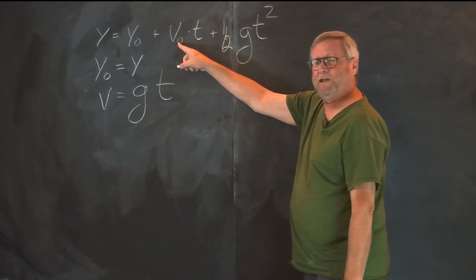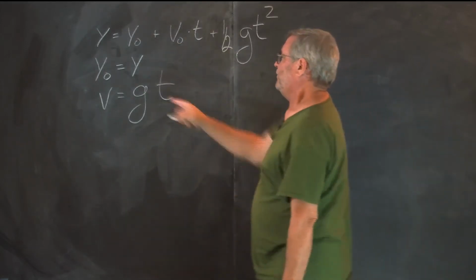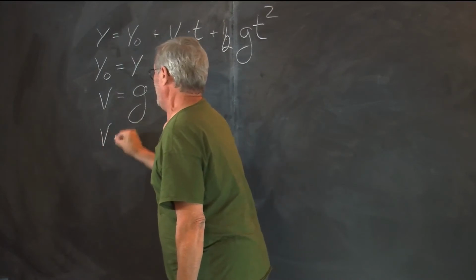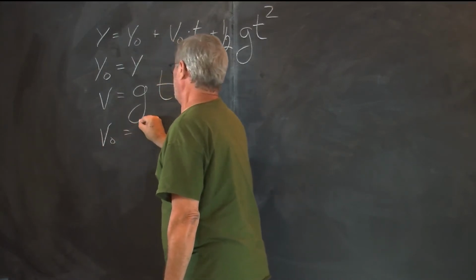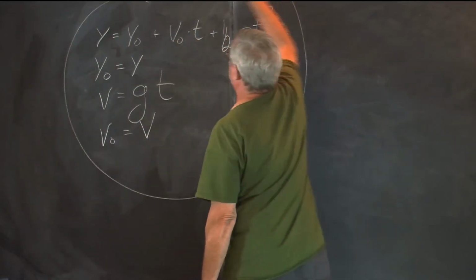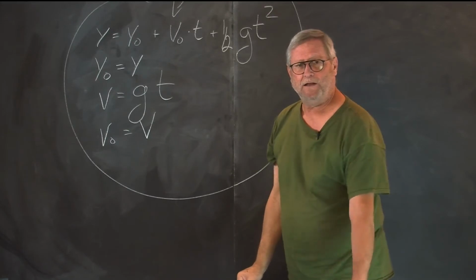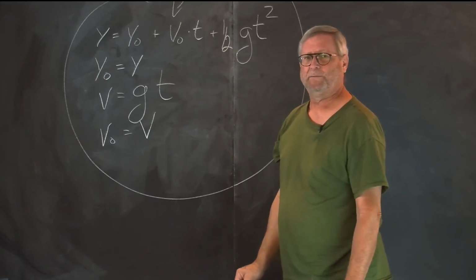I've got to have V0, which is going to be the original velocity at the beginning of each frame. So we'll do the same thing that we did here, but I'll say V0 is equal to V, and then we'll just go around and do this again and again and again and again. Now we're talking about a simulation.